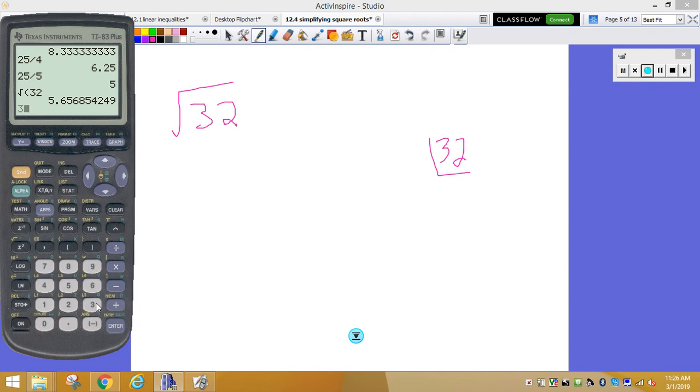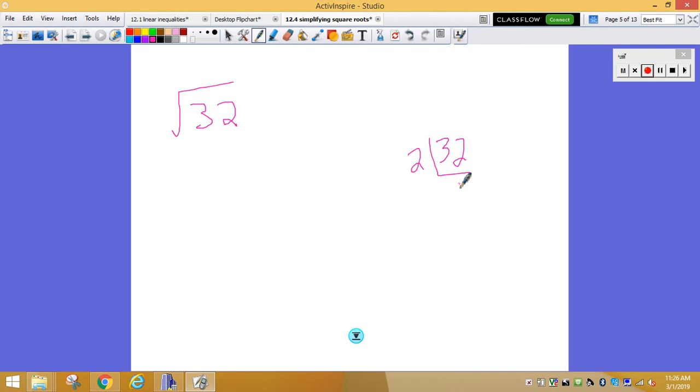Let's start by dividing by 2. 32 divided by 2 gives me 16. Okay, that worked. So I'm going to put 16. Let's divide by 2 again. Whoops.